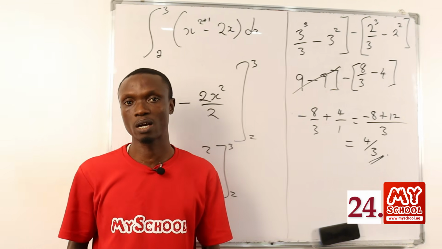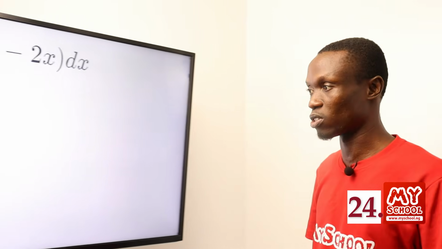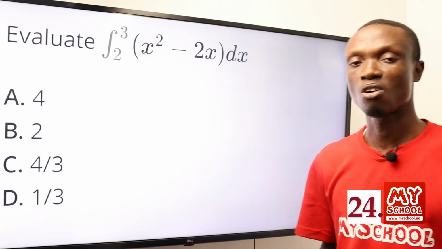So the answer to this question is 4 all over 3. Now let's move back to the screen to pick the correct option for this question, and that is option C, 4 over 3.